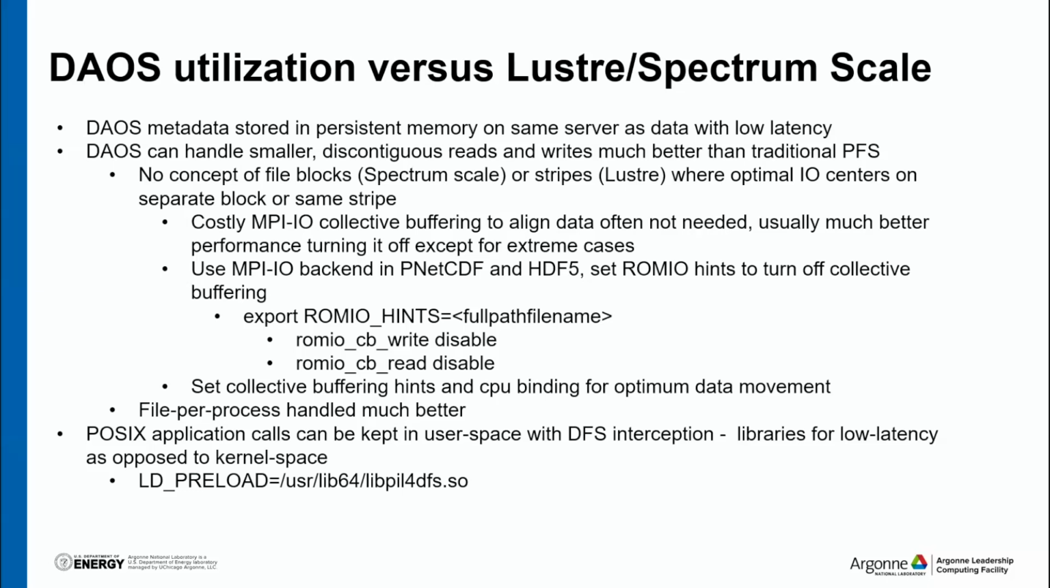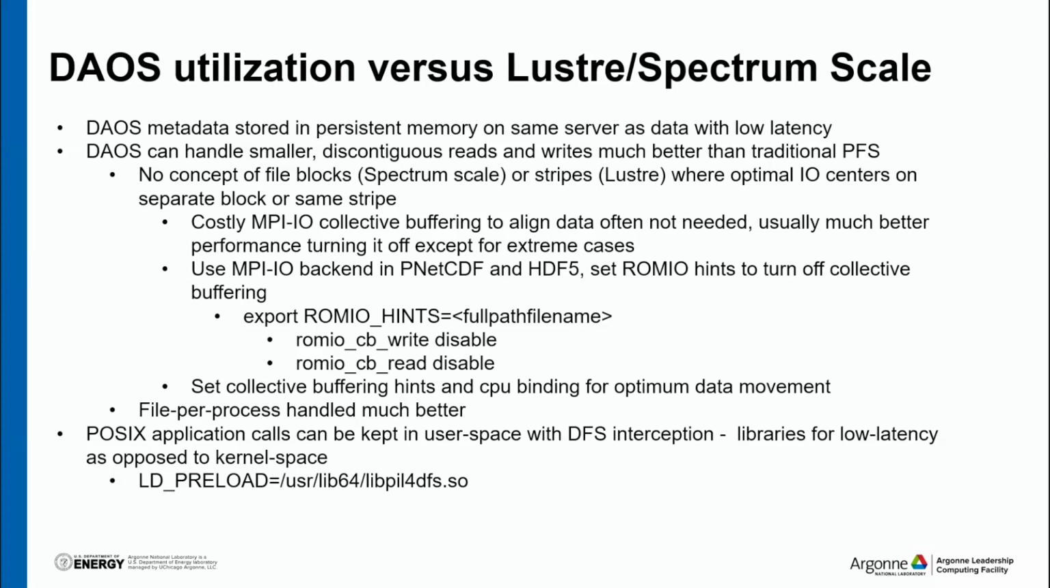So there's no concept of file blocks like in Spectrum Scale, where you just want to have one writer for one block at a time, or stripes in Lustre, where basically you want to have the file writers go across the same stripes rather.